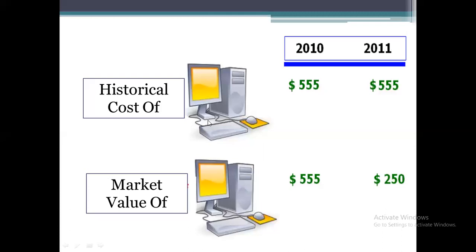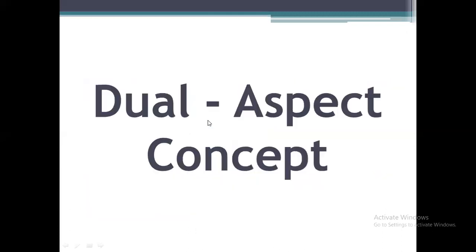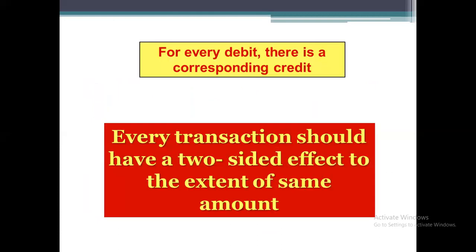Okay. Dual aspect concept, I think we have already covered. It is nothing but that every transaction must have two faces, like the giving aspect and the receiving aspect. As per this concept, whenever you have one debit in place, there has to be a corresponding credit. There should not be any entry which is only one-sided.